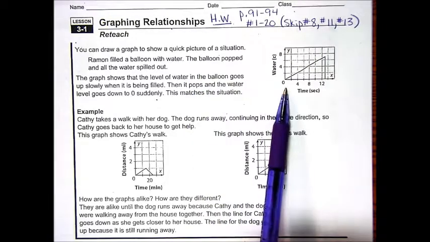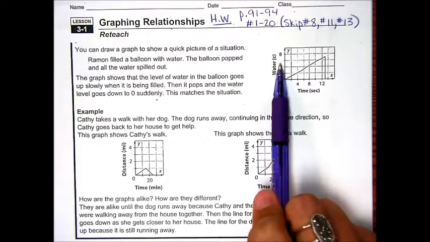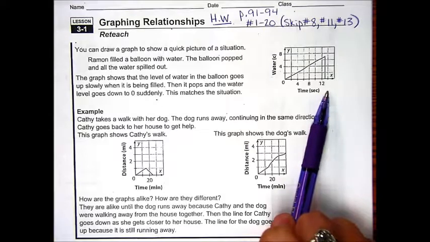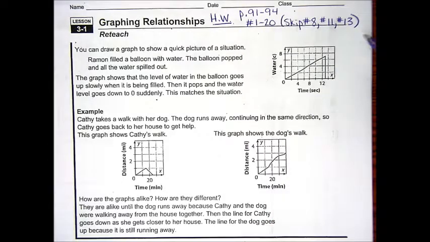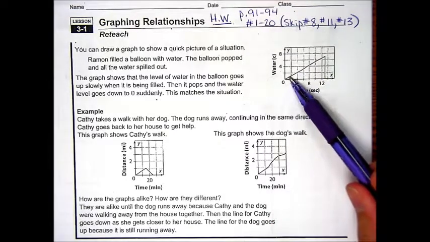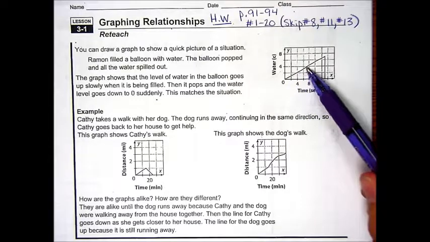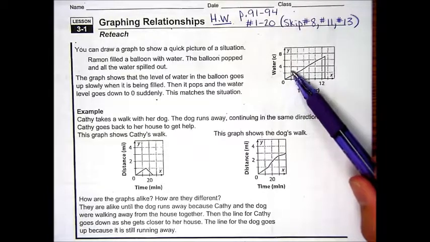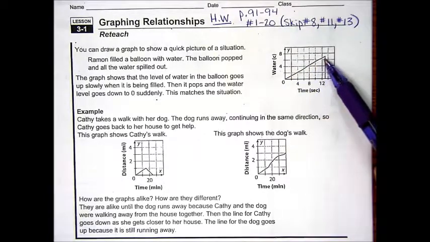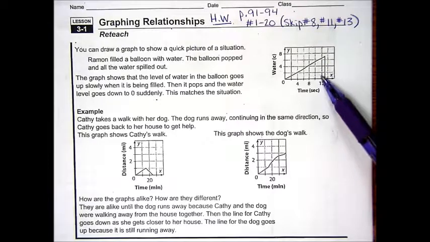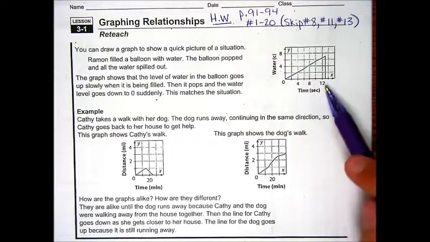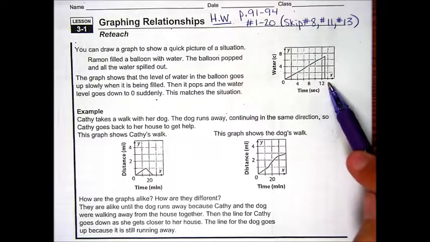If you take a look at how they've chosen to represent this, we're relating two different things in this problem: the amount of water that Ramon had in the balloon and the amount of seconds that passed over this period of time. Anytime we see something moving uphill, we know that we're increasing. Looking at the water level label, Ramon is increasing the water level in the balloon until all of a sudden it pops, and that is why the graph drastically drops back down to 0 for the level of water after it pops.